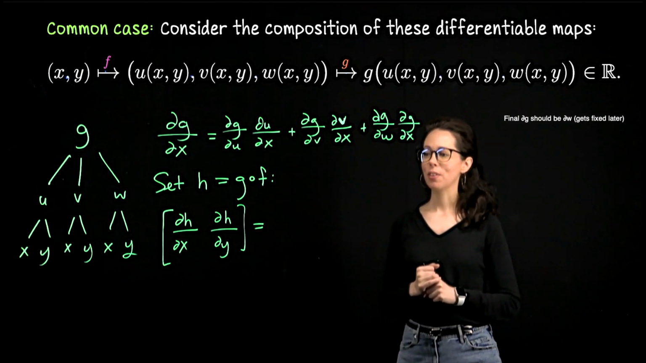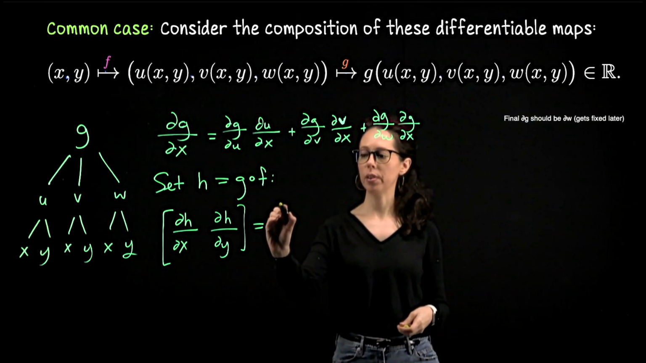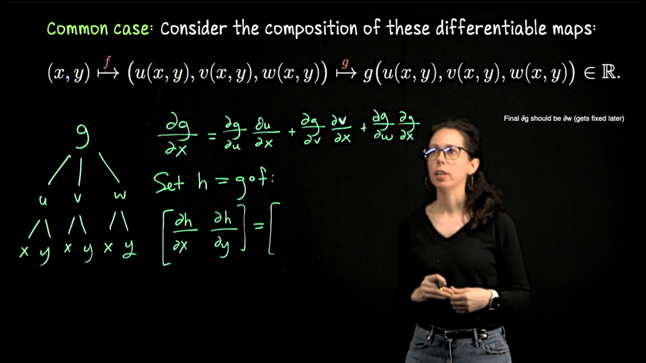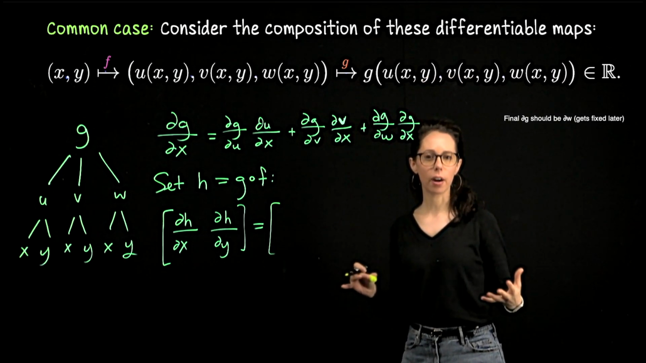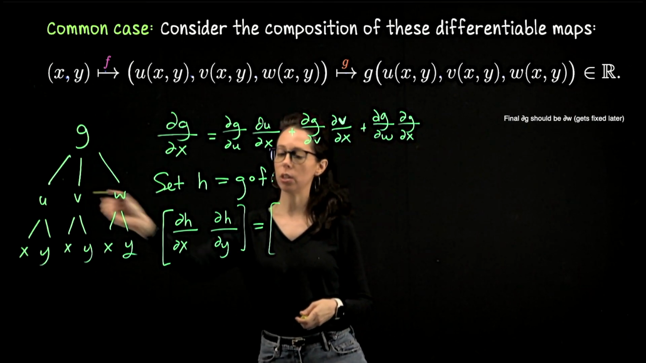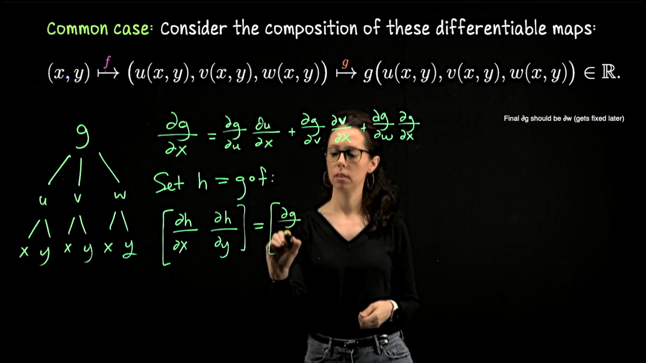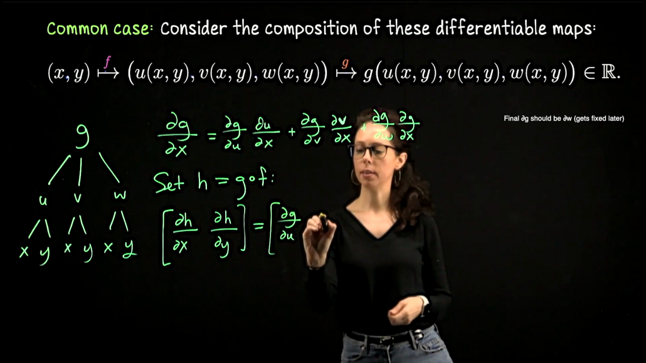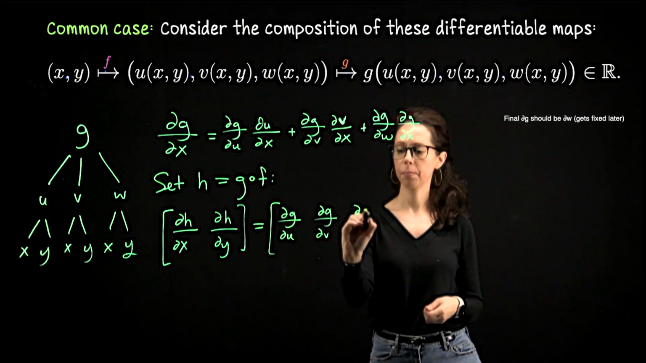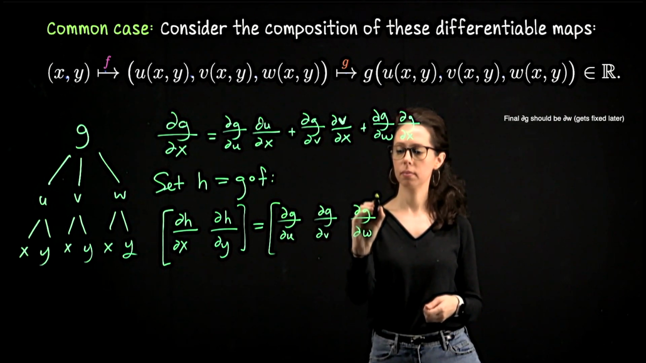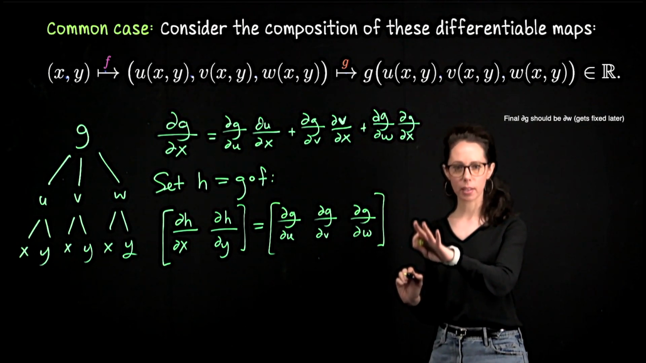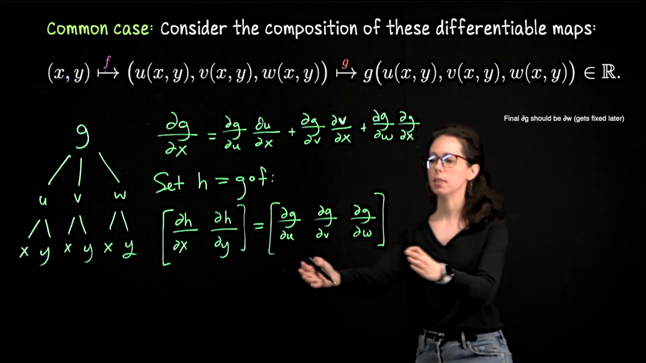Okay, the first matrix is going to be the derivative of the outside. So that's the section of g here. g is a map from R3 to R, so this is going to be a 1 by 3 matrix. And it's just given by dg/du, dg/dv, and dg/dw. I'm actually going to say a little bit more about this in a moment, but let's just keep going with our matrix product. So this is the first one.